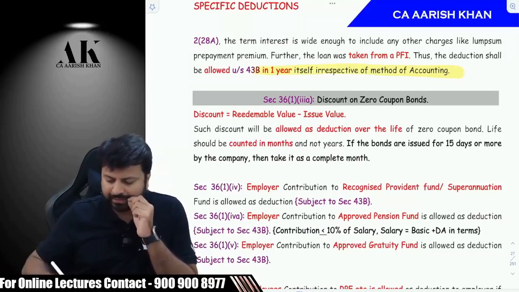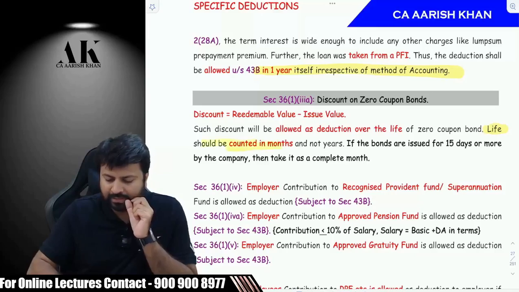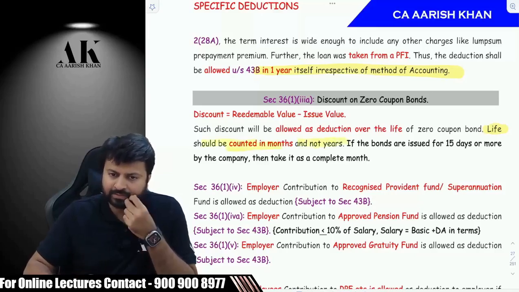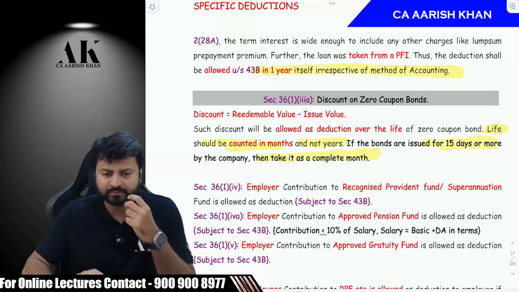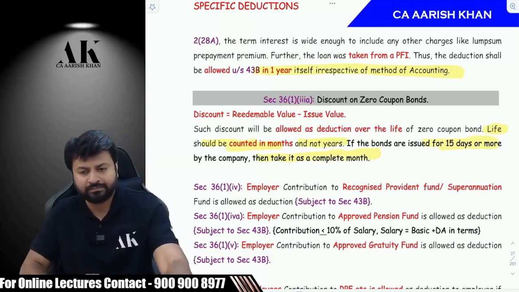So the important sentence over here, in the easy notes, you can see: the life should be counted in months and not years. Otherwise, you will make a mistake. And while counting months, if the bonds are issued for 15 days or more, then take it as a complete month. Clear?